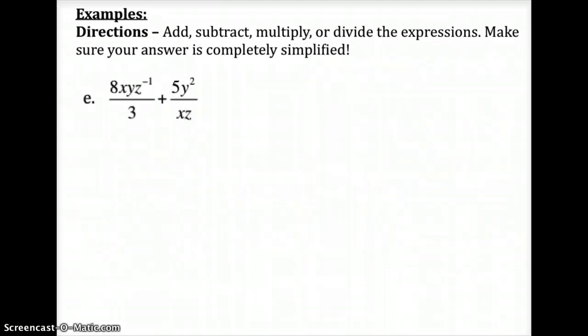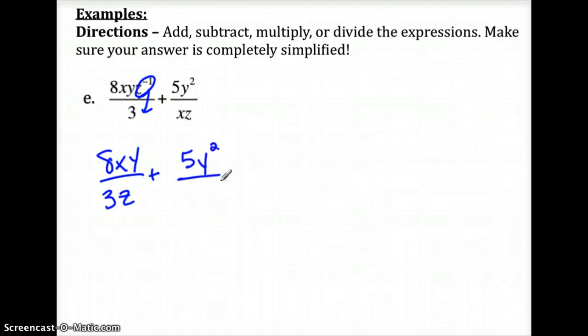Okay, so make sure you're being careful and keeping track. Now let's do another one real quick. What would need to move? The z needs to move on the first one, so 8xy, 3z on the bottom. Anything need to move on the second one? No. Okay, so, are the denominators the same? Ooh, 3z and xz. No, they're different. They both have a z, but this guy has a 3 and this guy has an x.